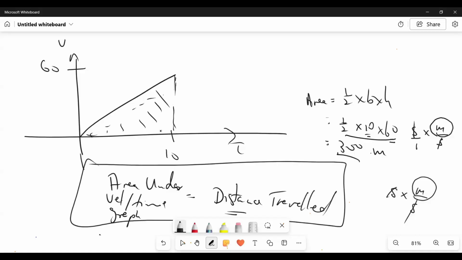This is a triangle, right? And there's a formula for the area of a triangle. Good thing you asked the question. The area of a triangle is equal to half of the base times the height. So the base is the bottom here, 10, right? And the height is 60. You see up here, 60? So half of the base times the height.